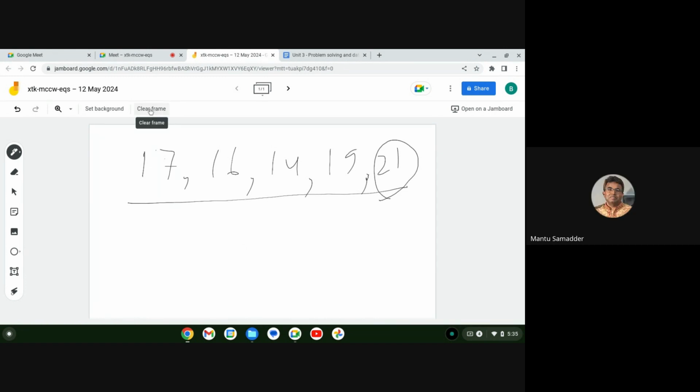Now, on the screen you see five numbers: 17, 16, 14, 19, and 21. And let's say this is the age of all the kids in 12th grade. In 12th grade. Okay.